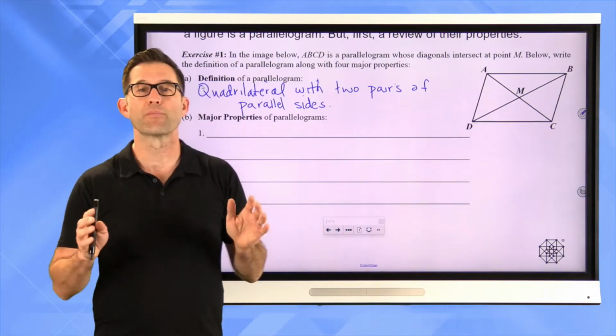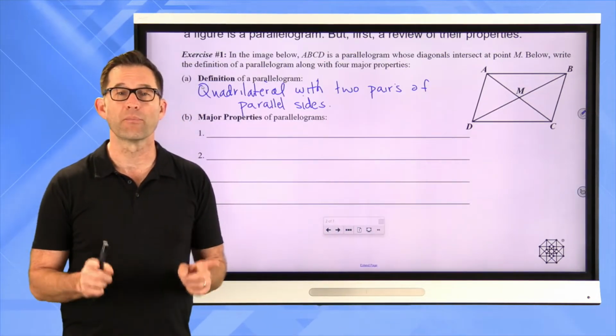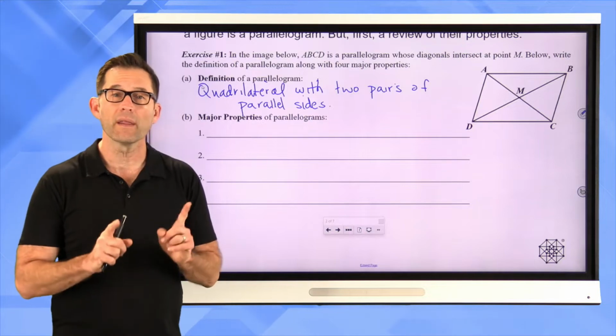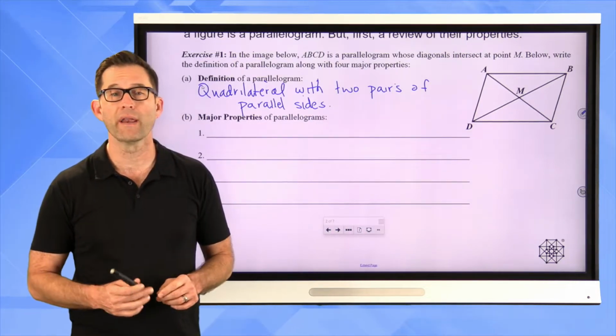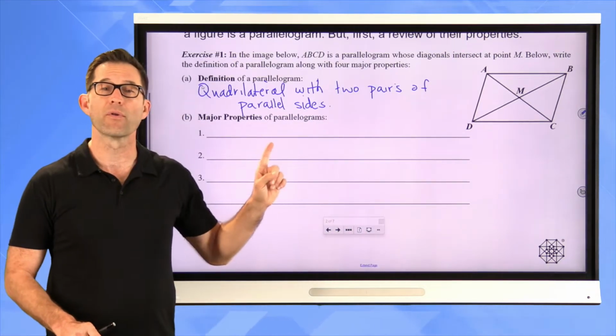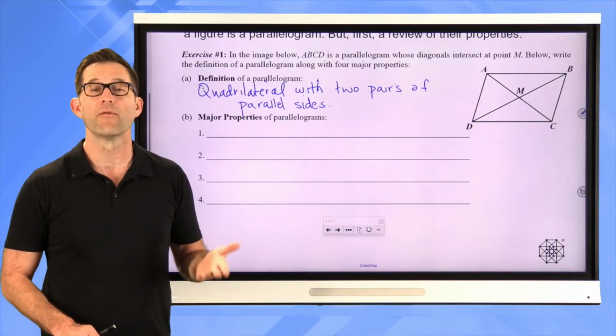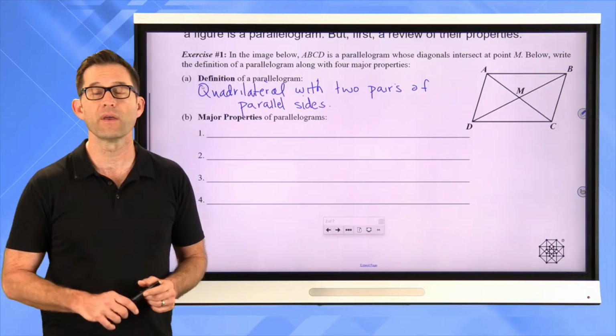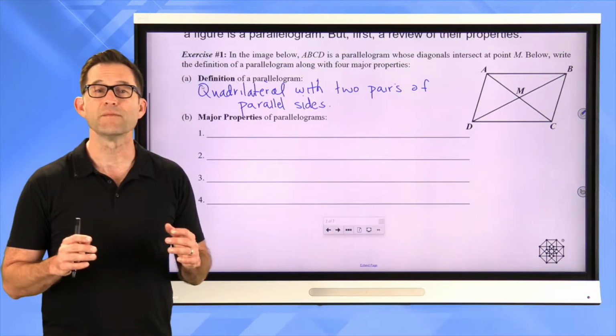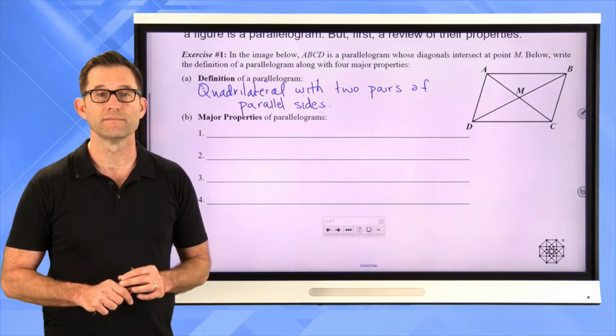Now, what are the major properties of parallelograms that we proved in the last lesson? Well, I'd like you to pause the video right now and see if you can remember the 4 major things that we proved about parallelograms from the last lesson. Pause the video now and take a moment to write down as many of these as you can remember.